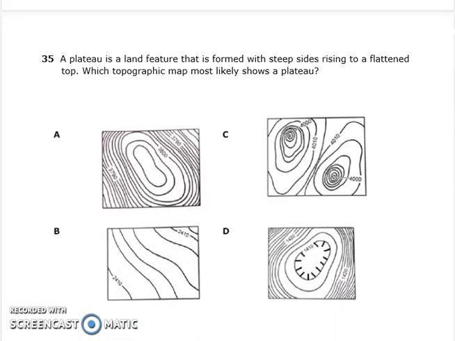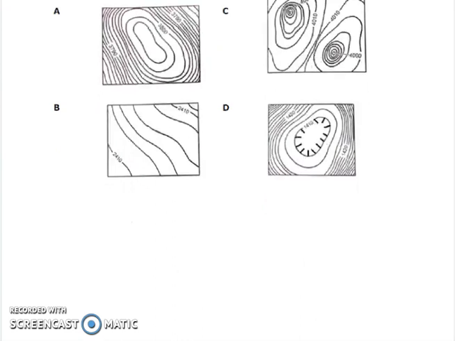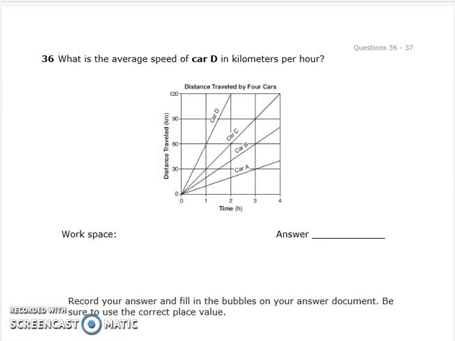Number 35. A plateau is a land feature that is formed with steep sides rising to a flattened top. Which topographic map most likely shows a plateau? A, B, C, or D? Number 36. What is the average speed of car D in kilometers per hour? Record your answer and fill in the bubbles on your answer document. Be sure to use the correct place value.